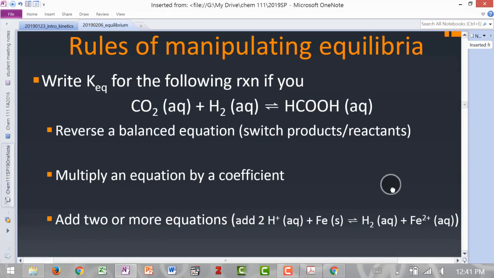All right, we're going to do some stuff. So let's get this balanced equation written down, and let's do products over reactants for it. As written, let's do products over reactants for KAP.